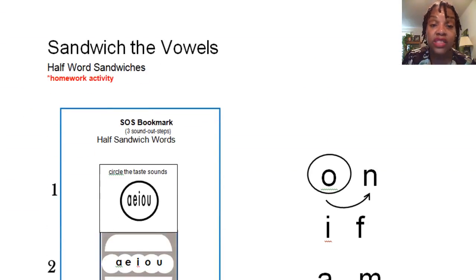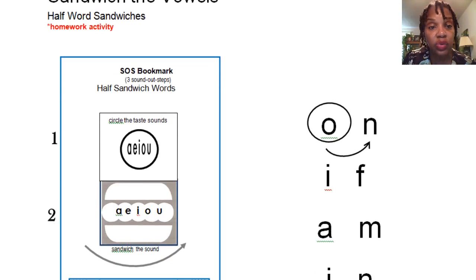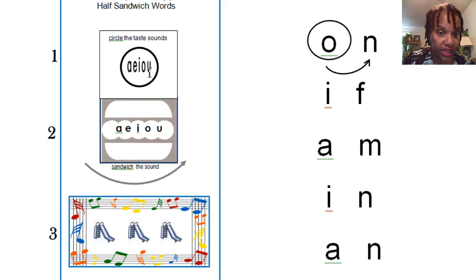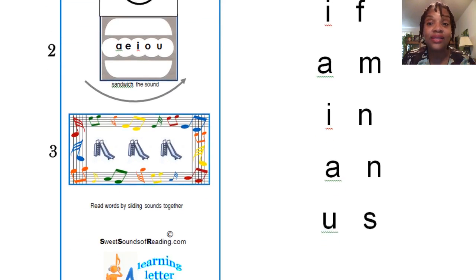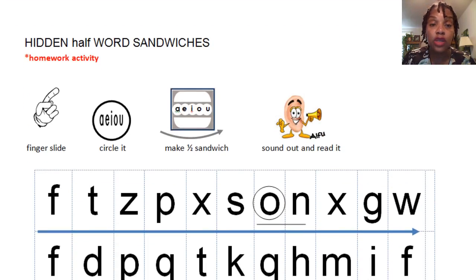All right, so this is also a homework packet activity, but I've done the first one with you. So this is your SOS bookmark. Now, SOS stands for sound out steps. So when you get your homework packet, you're going to look at the three steps. First step, you're going to circle the vowel. You're going to sandwich the vowel, and then you're going to slide the sounds together and sound out the word. So in this particular activity, all of these are half sandwiches, right? So I did the first one for you. I circled the vowel sound or the taste sound or the ice cream sound, o, and then you make the sandwich, on. Right, and each time you make a sandwich in your homework packet, I want you to practice using the word in a sentence. Okay, good job.